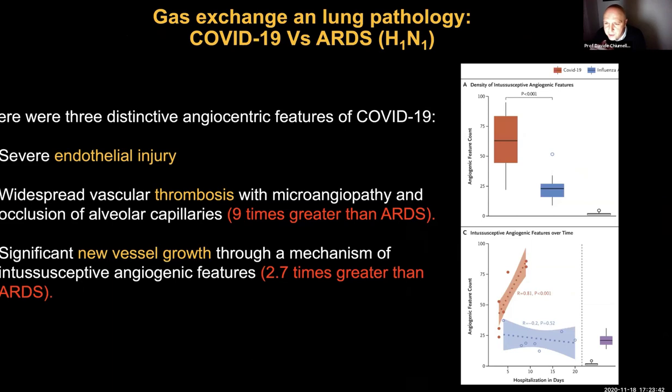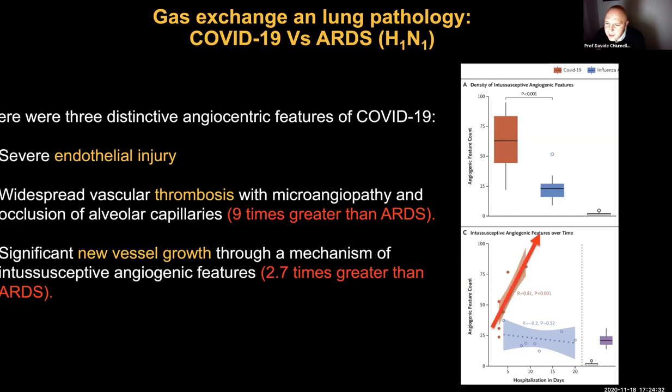So this is a quite interesting study published in the New England Journal, where you can see two things. One is they've compared patients who died of COVID-19 versus the ones who died from ARDS from H1N1. And the two most important characteristics are, one, that thrombosis are present at 9 times greater prevalence than ARDS. So that's a quite important thing to say, that it is not exclusive, but is much more prevalent. And the second thing, which appears to be very interesting, is the new vessel growth. So there is neoangiogenesis in these lungs, which is almost 3 times greater than the conventional viral ARDS.